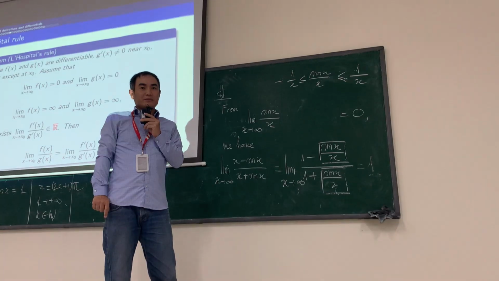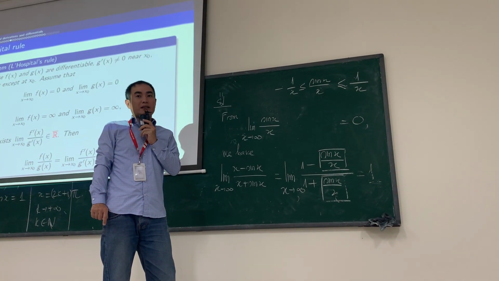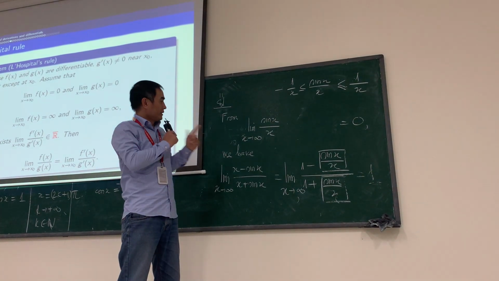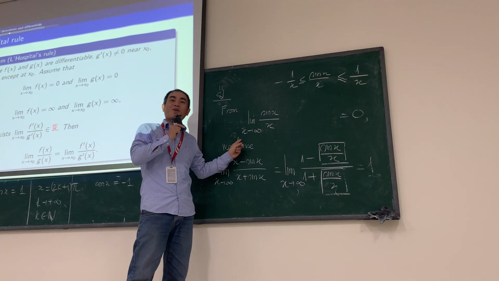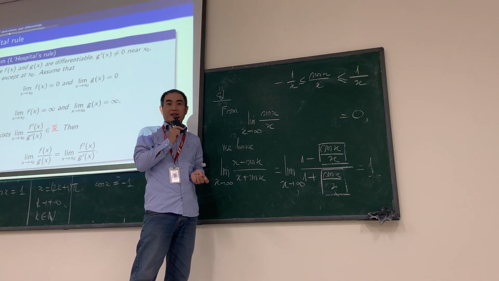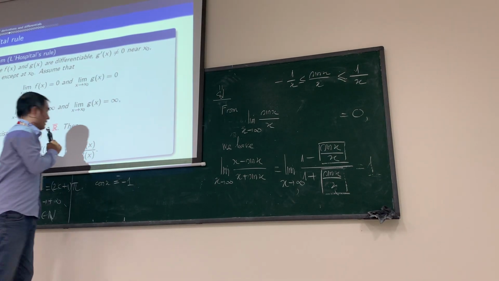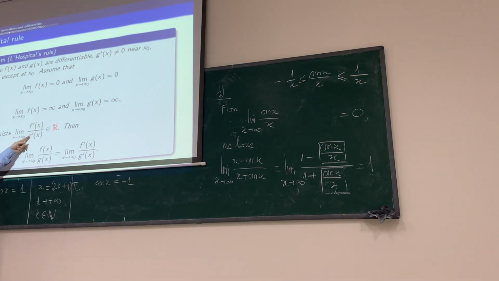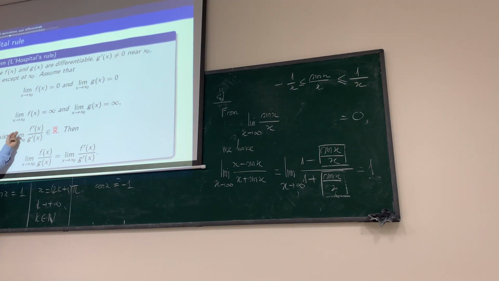We cannot apply the rule in such a case. Of course, the form here belongs to infinity over infinity, but we cannot apply L'Hôpital's rule because the limit of the derivative ratio does not exist.